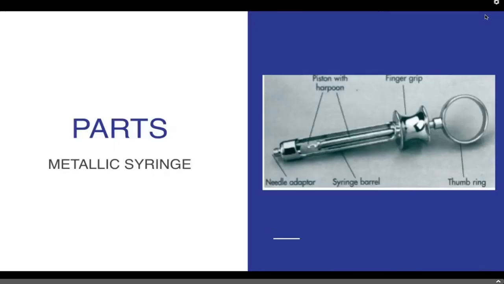Once you're done with this, the parts of the metallic syringe, which are a part of your local anesthesia, we are going to discuss further. These are the parts of the metallic syringe. They can ask you to arrange the parts of the metallic syringe in order from the tip to the toe. This question was asked in the 2017 NEET exam, so they can ask you to arrange the parts in order.